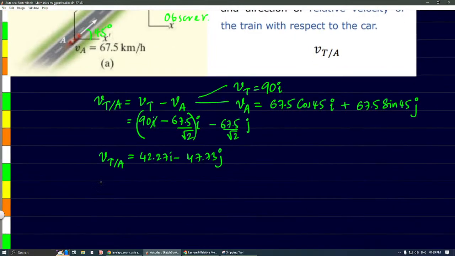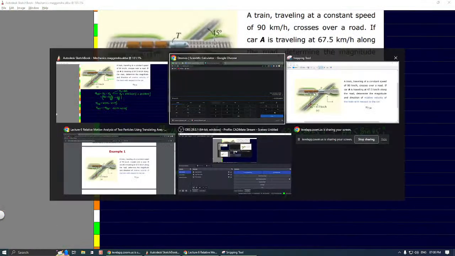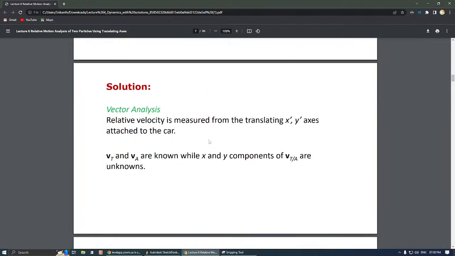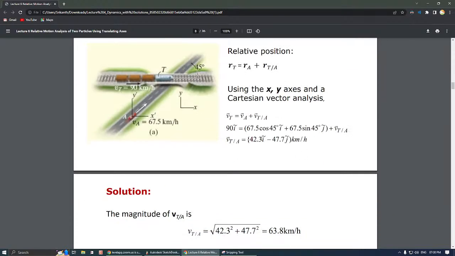What will be the velocity of the car with respect to the train? That is the reverse of this, so we can also write it as minus V_TA. Now you just have to multiply a negative sign here. So minus 42.27 i plus 47.73 j. That's it. So this problem is clear. That's what he's explaining here. You can see we are getting the same answer.